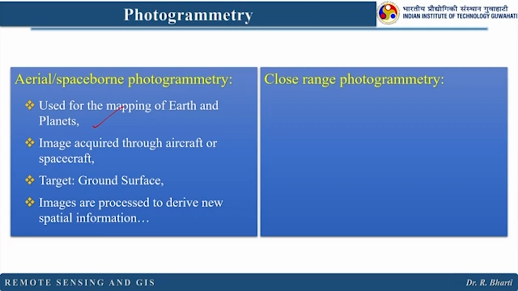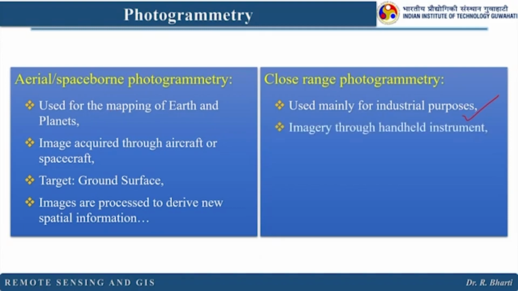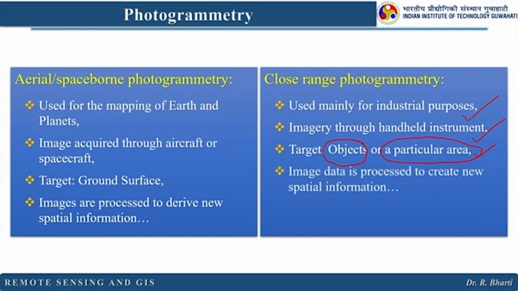In close range photogrammetry, we rely on our normal camera or handheld camera or the sensors available to use in the field. It is used mainly for industrial purposes, where you need more accuracy. The second point is imagery through handheld instruments. This is very important; this is the major difference between space-bound and close-range photogrammetry. The target here can be any object, not only the ground surface, and you can also focus on a particular area. If you process these images, you can derive spatial information about that target very easily.